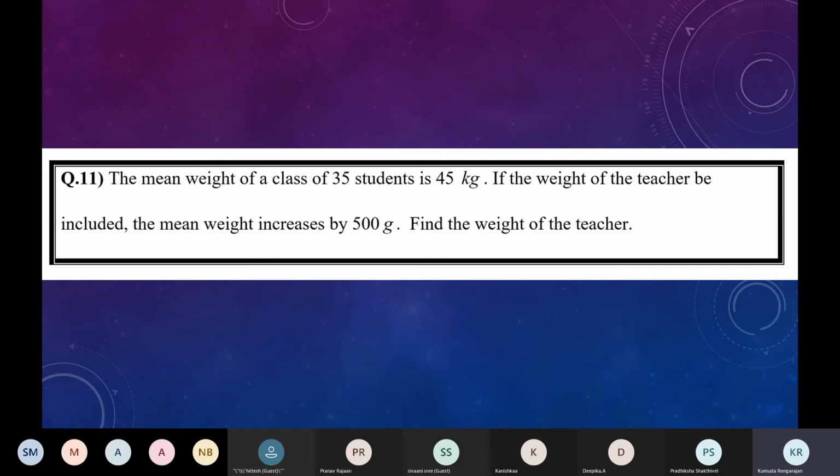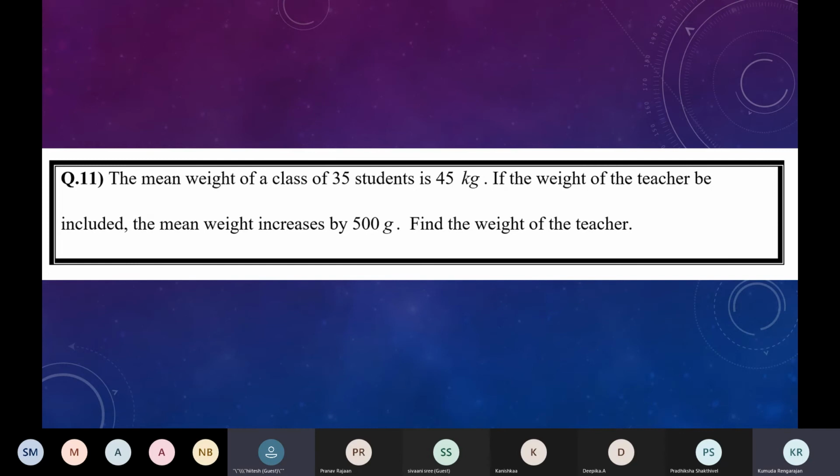And what is the new mean? 45.5. When you multiply these two, the mean 45.5 into the number of observations 36, what will you get? I don't want the answer, what will that be? Sum of observations, ma'am. That means the sum of the weights of the students and the teacher, ma'am. Now, when you subtract these two sums, you will get the weight of the teacher.